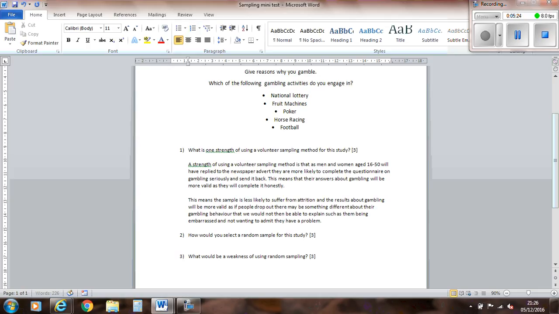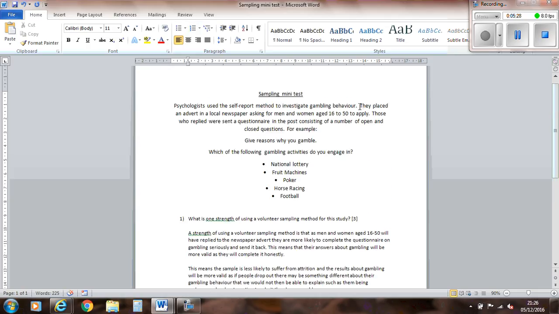Okay, so the next question, it says, how would you select a random sample for this study? Now, it's not this bit. This bit is the volunteer sample. So if you start talking about getting a list of names from a newspaper, you're going to be wrong. So you wouldn't be able to do that. And also, people mentioned the electoral roll. People who are 16 are not on the electoral roll. So the electoral roll is no good for this study.